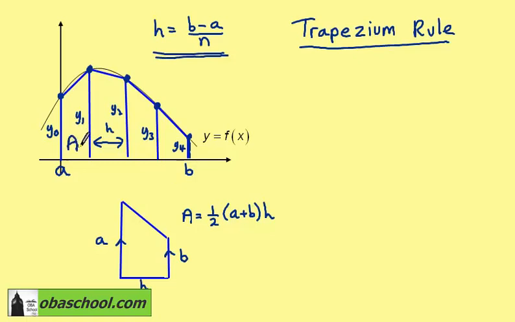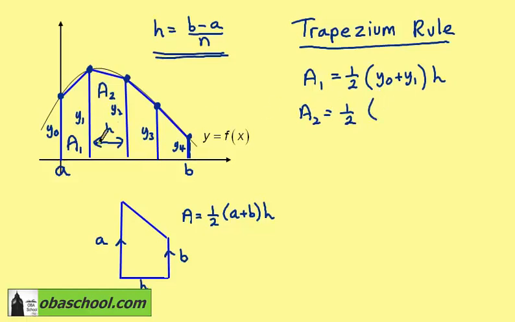If we call the area of this trapezium A1, then following the formula, A1 is going to be a half. The lengths of the parallel sides are y0 and y1, and the distance between them is h. For the second trapezium, the area is A2, and it's a half y1 plus y2 times h.